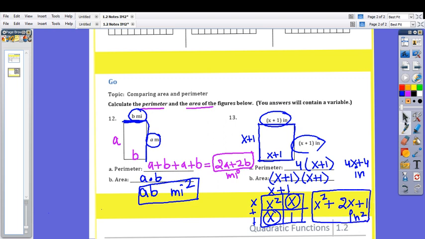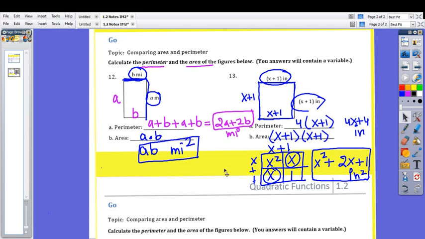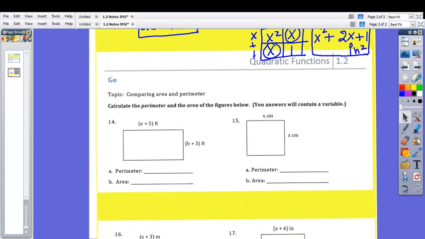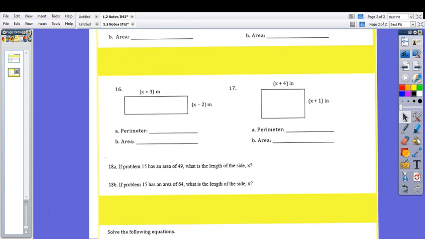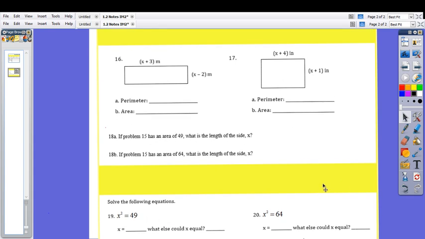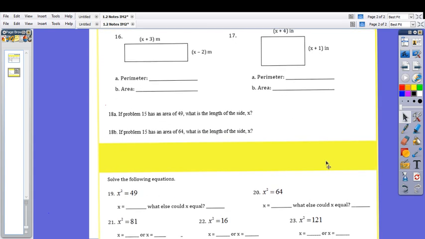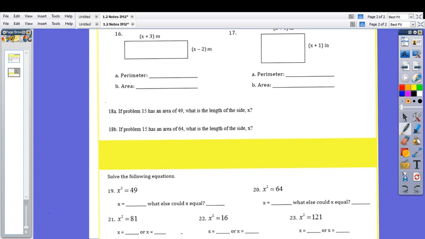Okay, so same way you can do these two problems. So 14, 15, and then same 16, 17. So do problems 14 to 17, and then let's come down.